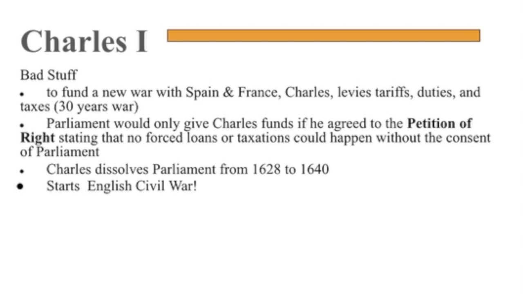The bad stuff. In order to fund a new war with Spain and France, Charles is going to have to raise taxes and tariffs and duties. He is in debt because he is going to start to get involved in the 30 Years' War, and so he's going to need money to pay for that. So all of his adventures he needs money for, and the result of that is that he is going to need to call Parliament, and he calls Parliament on two separate occasions.